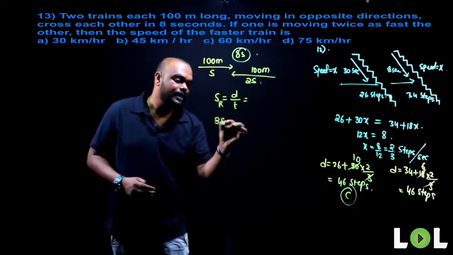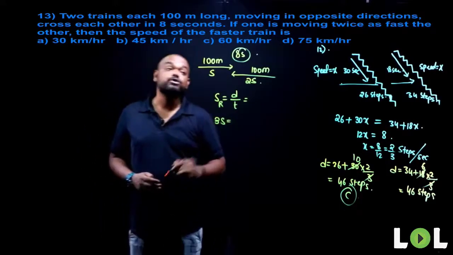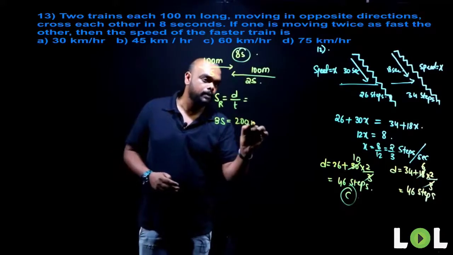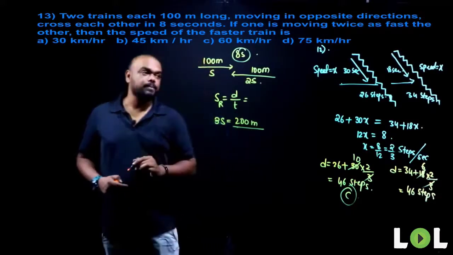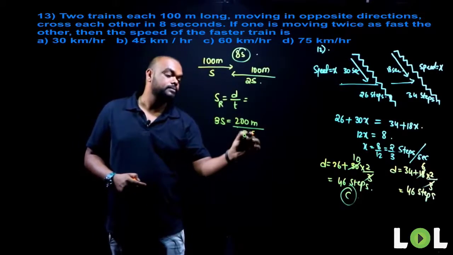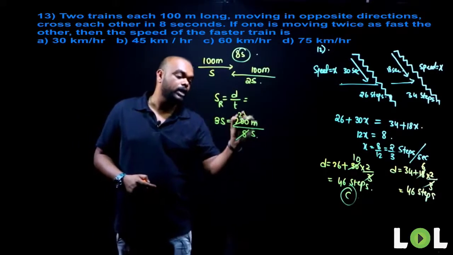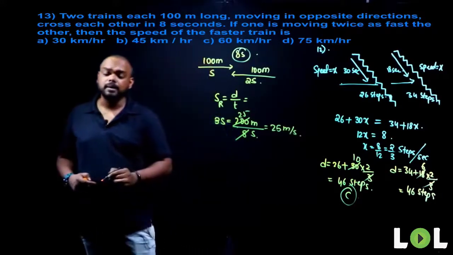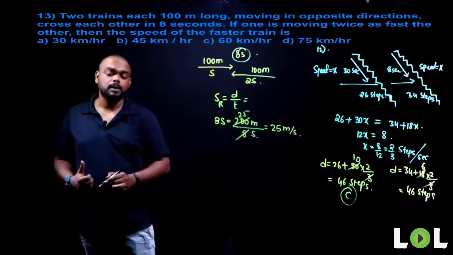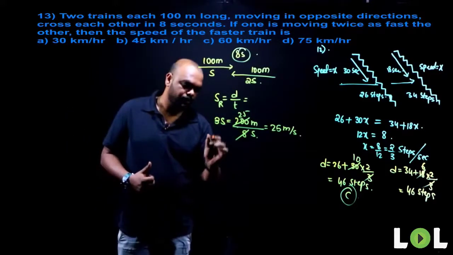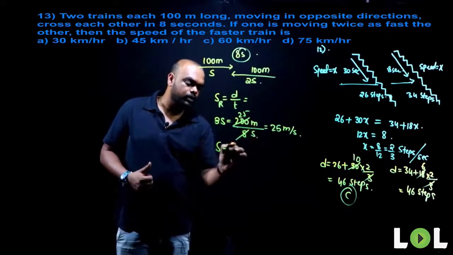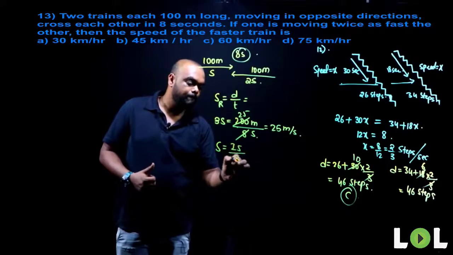Relative speed is 3s. Distance between them: what is the distance? Length of train 1 and the length of train 2, 100 plus 100, 200 meter, divided by time taken. What is the time taken? 8 seconds. So if you do this, 8 into 1, 8 into 25 meter per second. Okay, that is 3s. But the options are in kilometer per hour. Check it out. Okay guys, observe here. s is equal to, 3 goes to the other side, 25 by 3 meter per second.